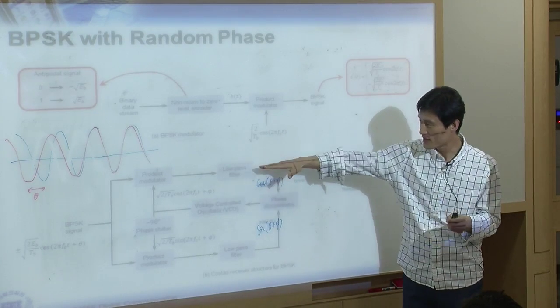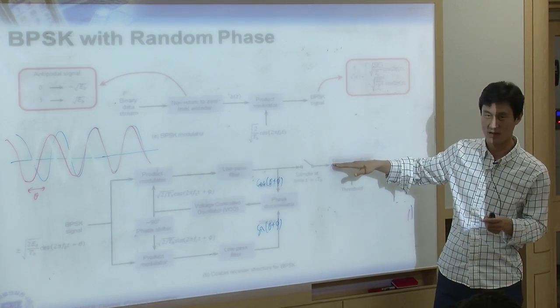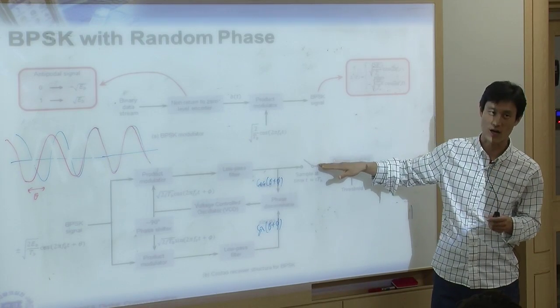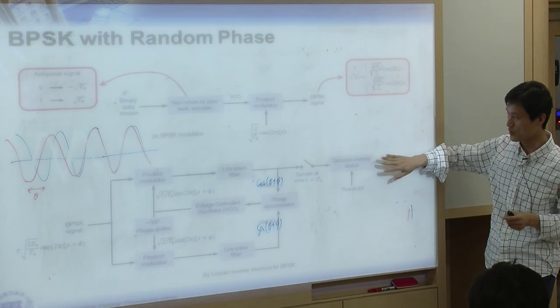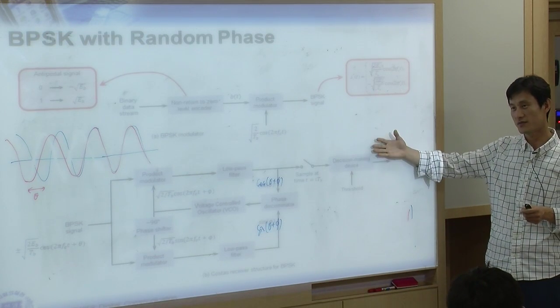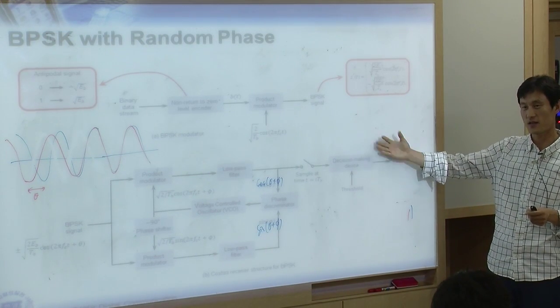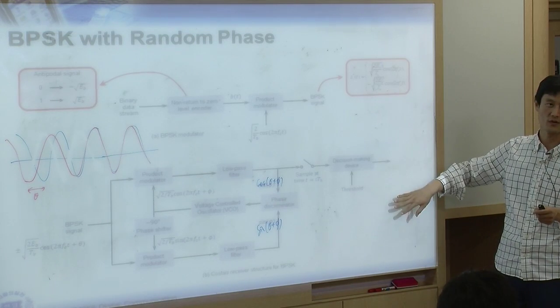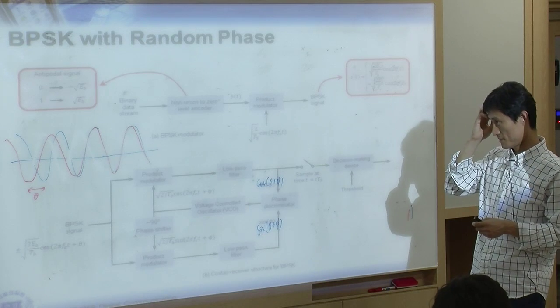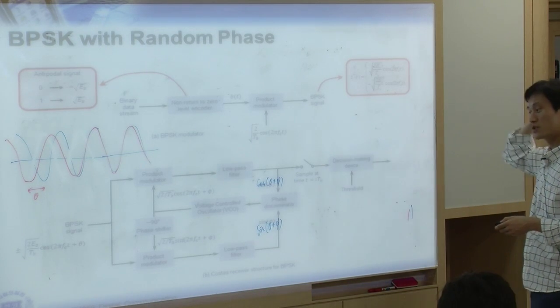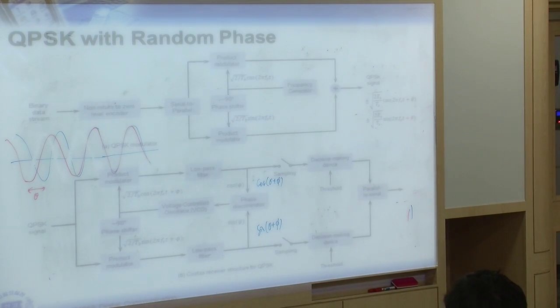We're going to use only the I output from the I channel. That's what we're going to have. And eventually we're going to decide, is it positive or negative? And depending on that, it's going to be 1 or 0. That's the output of BPSK. Okay? So that's a BPSK receiver using the Costas receiver. Let's take a look at the QPSK.